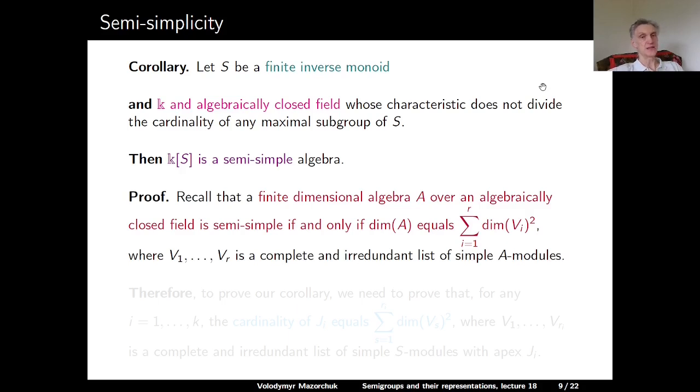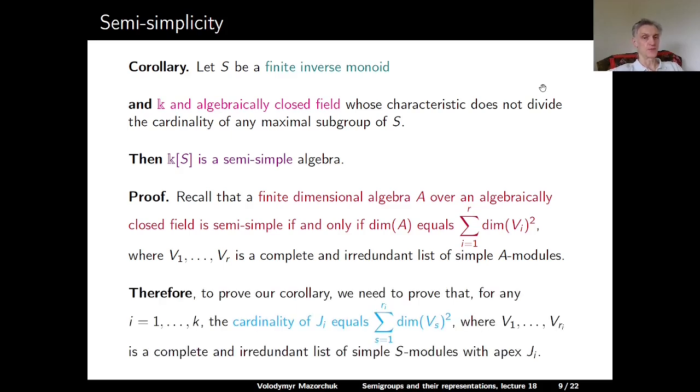Proof. Let us recall that a finite-dimensional algebra A over an algebraically closed field is semi-simple if and only if the dimension of A equals the sum of the squares of the dimensions of simple A modules. Therefore, to prove our corollary, we need to prove that for any i between 1 and k, the cardinality of the J cell Ji equals the sum of the squares of the dimensions of all simple modules whose apex is Ji.